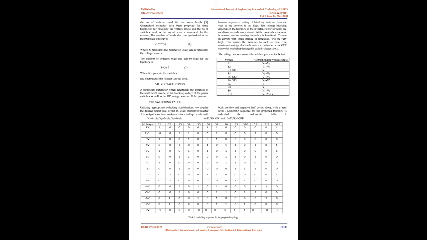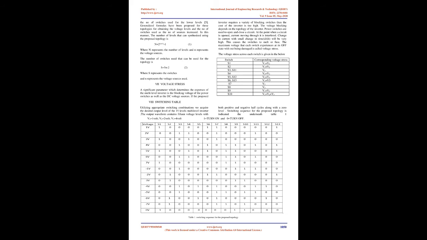7. Voltage stress. A significant parameter which determines the expenses of the multi-level inverter is the blocking voltage of the power switches as well as the DC voltage sources. Using the proposed switching table with appropriate switching combinations, we acquire the desired output levels of the 15-level multi-level inverter. If the inverter requires a variety of blocking switches, then the cost of the inverter is too high. The voltage blocking depends on the topology of the inverter.